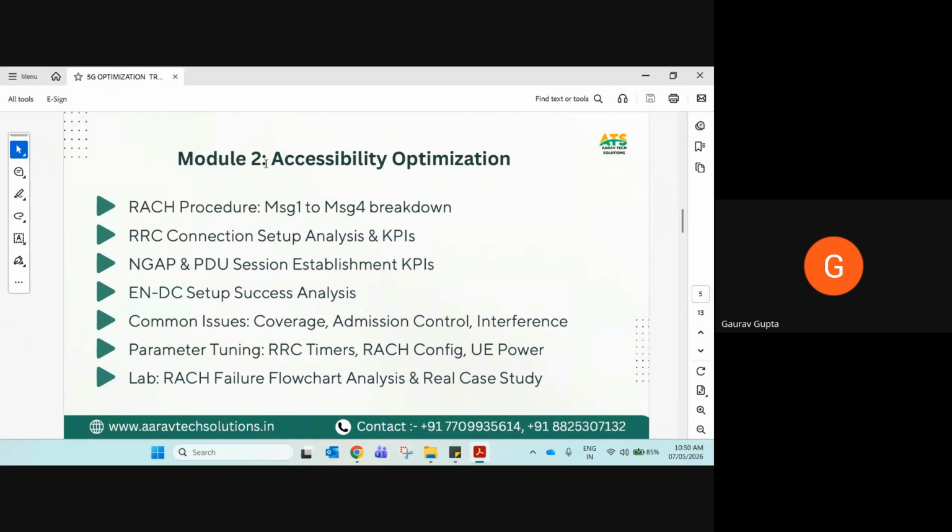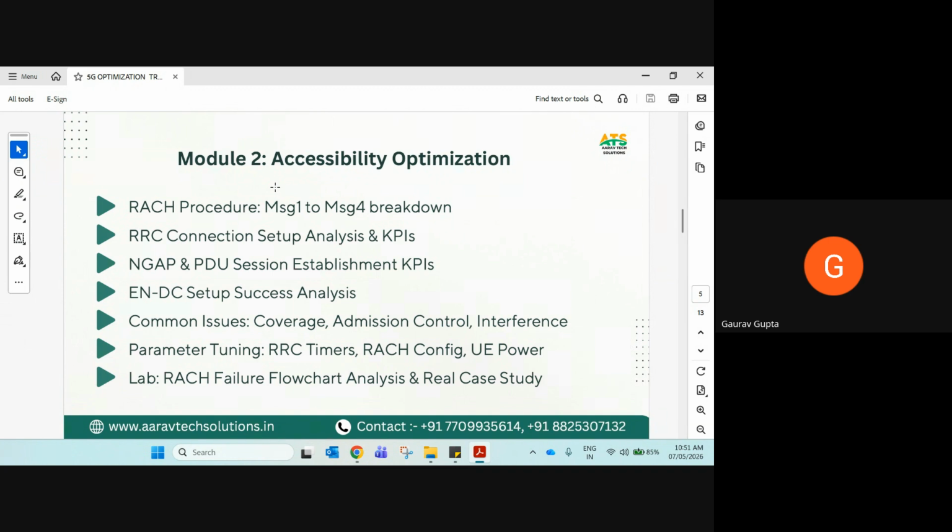In accessibility, we will start with the RACH call flow, which is very important. In almost every interview, the interviewer asks what you understand by RACH call flow, what the messages are, and what steps are involved. So we will start with the RACH procedure. Then we will see the associated KPI and sub KPIs, their ranges, and the formulas used in accessibility optimization.